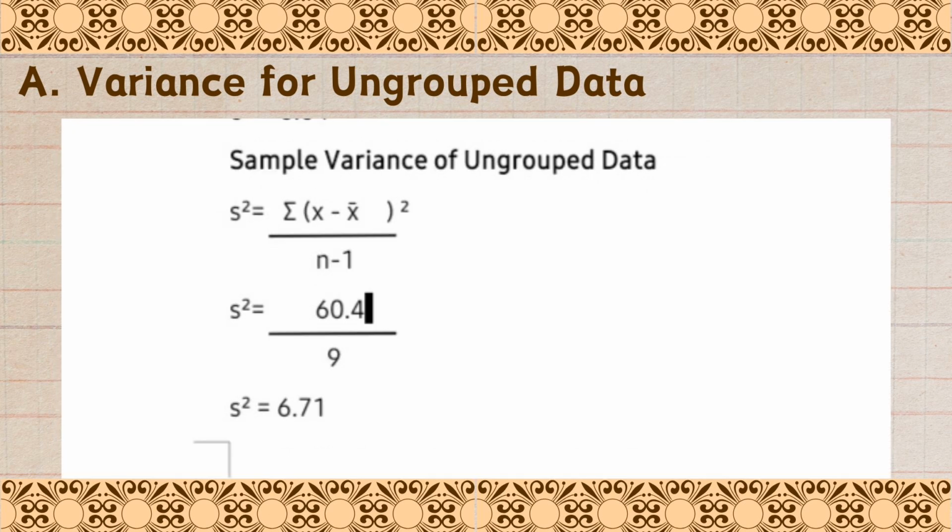To solve the sample variance of ungrouped data, we use the formula sample variance squared equals the sum of the value of one observation minus the mean value of all observations squared divided by the total number of observations minus 1. We get 60.40 from the table and then divided by 9 and the answer is 6.71.